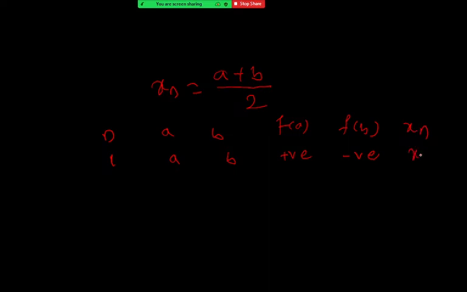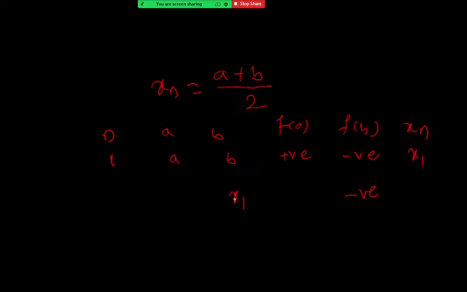So here we can calculate x1 with this formula. x1 is (a + b)/2. Now say f of x1 is negative. Suppose f of x1 is negative, and f of b is also negative, so x1 should replace b. Okay, so I will say b is replaced by x1.